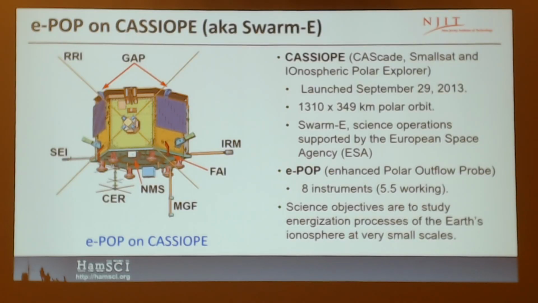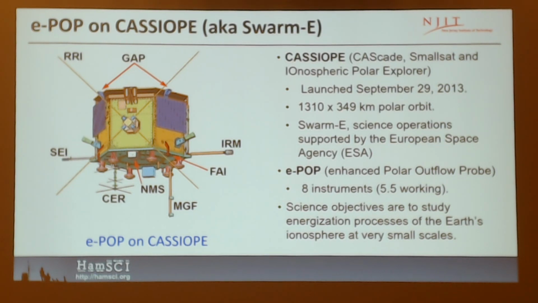So I mentioned Swarm-E. That's the name of the spacecraft. It also has a couple of other names we give it. It's also known as Cassiope. This is the Cascade Small Sat and Ionospheric Polar Explorer. So this is the spacecraft here on the left, and then on Cassiope is EPOP. This is the Enhanced Polar Outflow Probe, and then this is a group of 8 instruments, kind of pointed at here. 5.5 are now working.